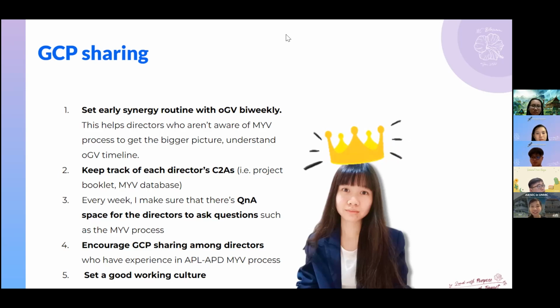I think this doesn't revolve just around MYV, but also around other KPIs as well. And yeah, I really have to thank all my project directors, because they are really proactive and they ask a lot of questions. That helps make my job easier to understand which are the main pain points I have to address during the team meeting space. So yeah, that's some of my GCP sharing.